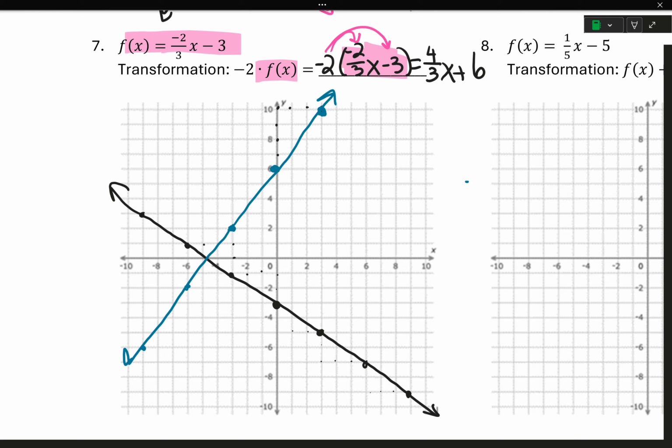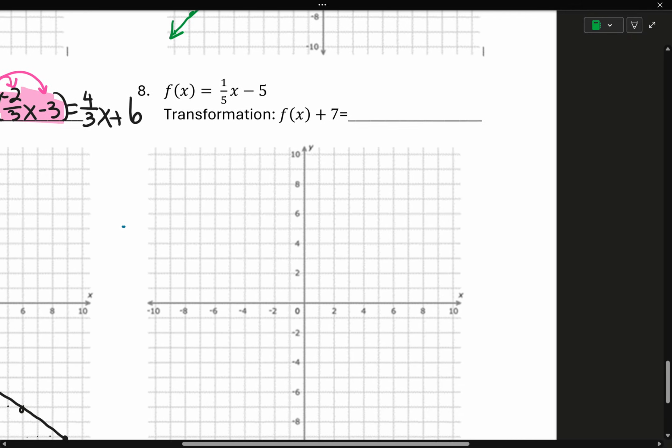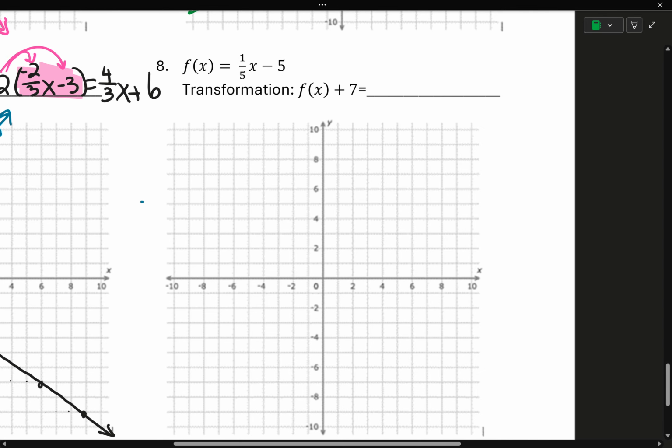Beautiful. All right, last one. The transformation is adding, so it looks like we're going to be going up. First, let's graph the original equation. This one starts at -5. Our slope is 1/5, so I'm going up 1 to the right 5. You only need those first 2 points, of course. But I just wanted to draw myself a couple more. To attempt a straight line, we tried. We did try. Okay, now let's do the transformation.